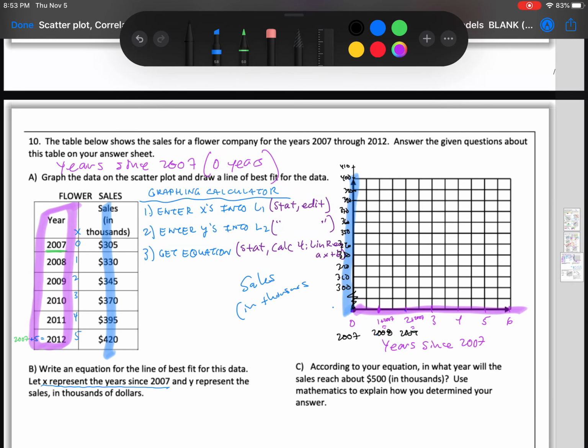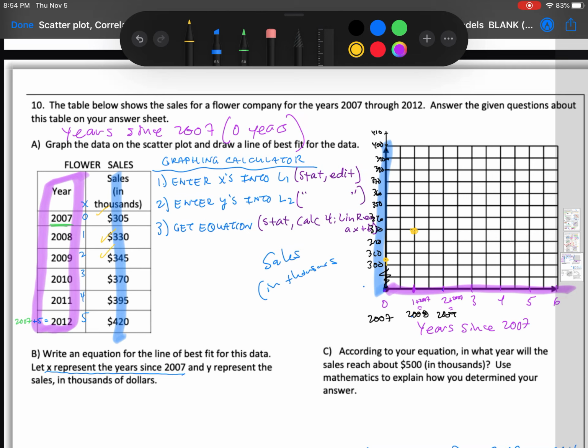All right, so let's just go ahead and graph this. 0, 305 and 1, 330. Just think of these as ordered pairs. 2, 345. 3, 370. 4, 395. And 5, 420. So we have something like that, right?